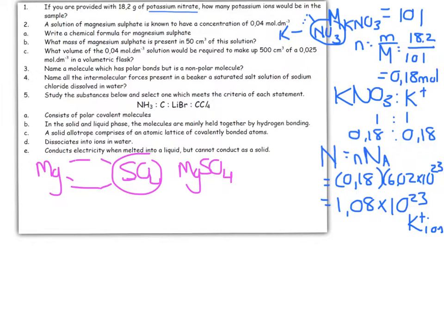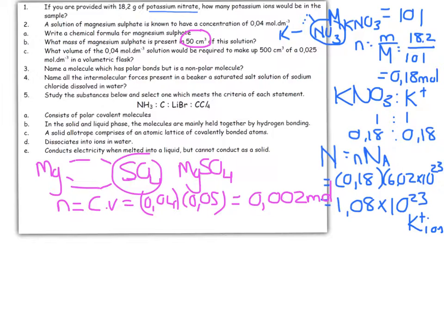What mass of magnesium sulfate is present in 50 centimeters cubed of that? So you first work out the number of moles. And number of moles is equal to concentration times volume, which is equal to 0,04 times 0,05. Why 0,05? Because I made that 50 centimeters cubed into decimeters cubed, and I land up with 0,002 moles. But that wasn't the question. The question was mass. Mass is then number of moles times molar mass, 0,002.